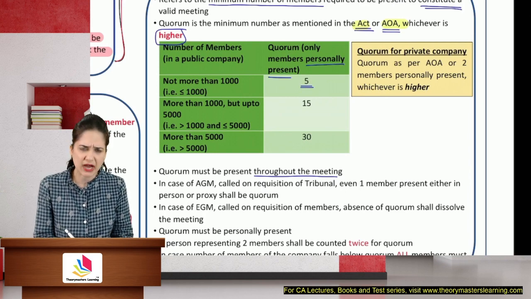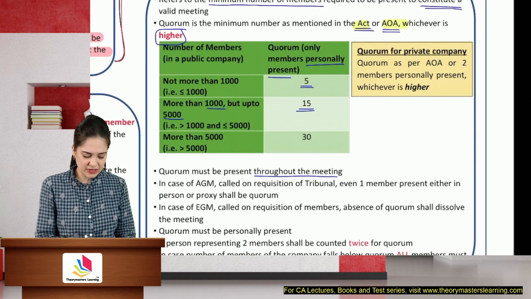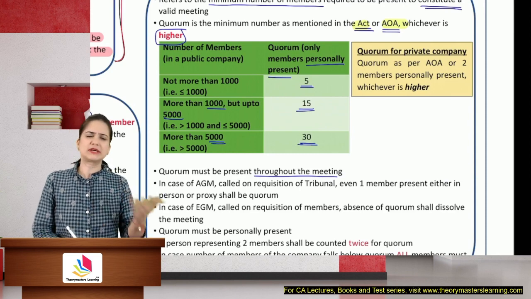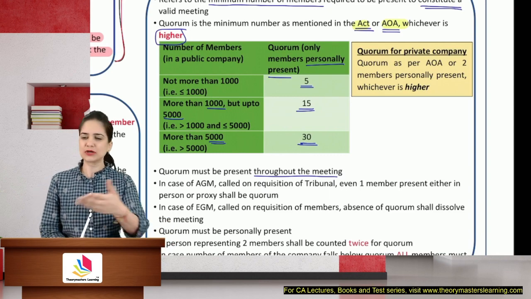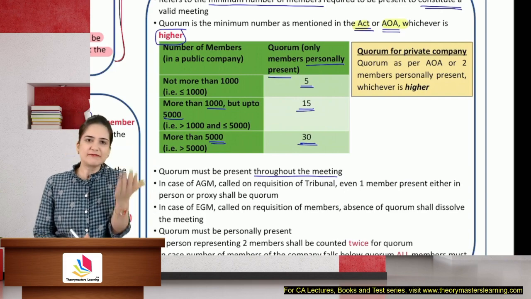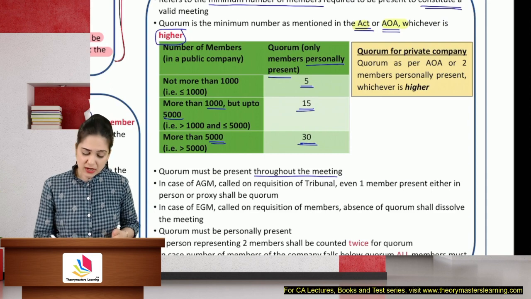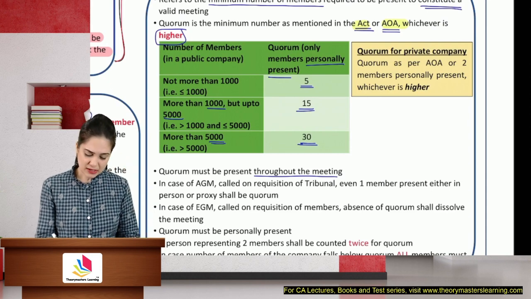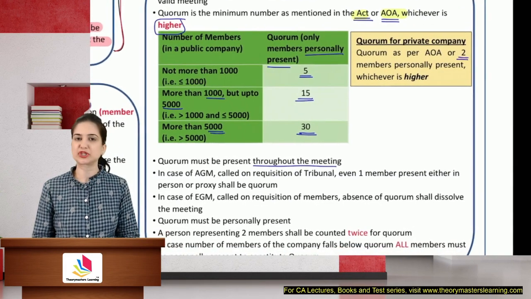The number is not very high. If there are 1,000 up to 5,000, then 15 members to be personally present. If there are more than 5,000, then 30 members to be personally present. Now, because there is an electronic voting option available, the quorum for personal presence is not very high. So it is possible for 5, 15 and 30 people to be present considering the number of members. If you are a private company, then the number mentioned in the articles or 2 members personally present, whichever is higher.